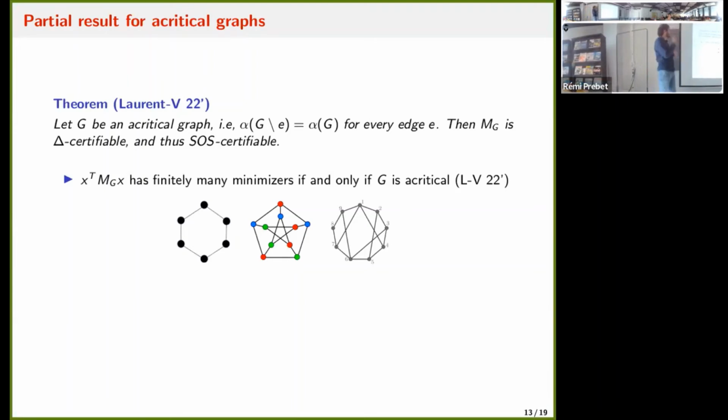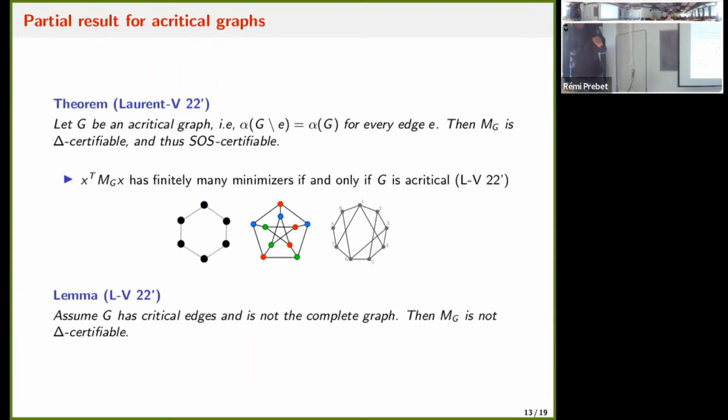And the key fact for that is that the form x transpose M x has finitely many zeros, minimizers of zeros, in that case if and only if G is critical. So we have a characterization of the minimizers, and we have finitely many precisely in the case when G is critical. But the situation is even worse because we can also show that if G has critical edges and is not the complete graph, then M_G is not delta certifiable.